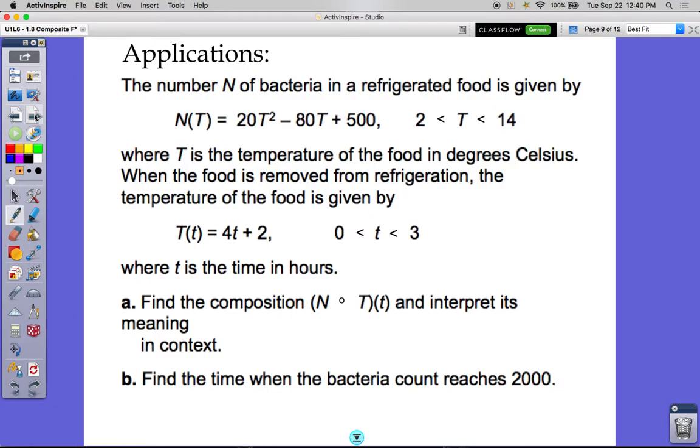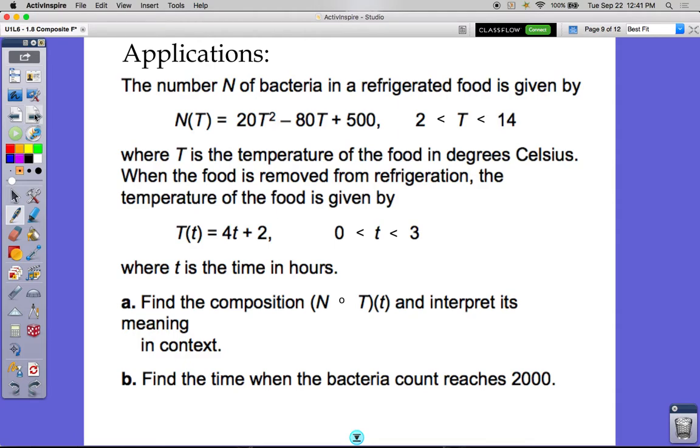but let's say that we observe that the number of bacteria, n of big T, is equal to 20t squared minus 80t plus 500, as long as big T is between 2 and 14. And big T is the temperature of the food in degrees Celsius. Now again, 2 is just above 32 degrees Fahrenheit for us, and then 14 is close to about 50 or 60.